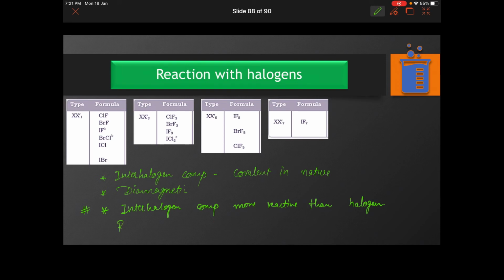Why? Reason I'm writing down over here. Reason is that the XX' bond is a weaker bond compared to the XX bond or X-X bond, right? That's the reason that interhalogen compounds will be more reactive than the halogens.